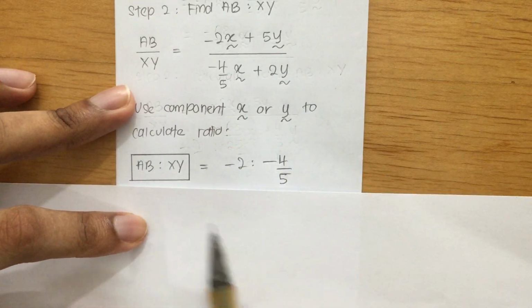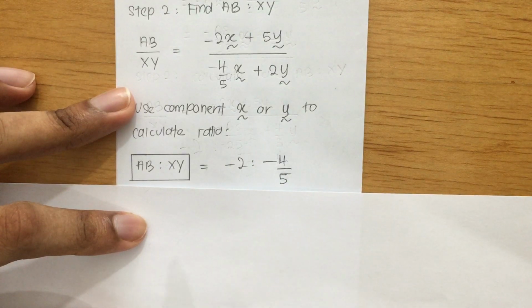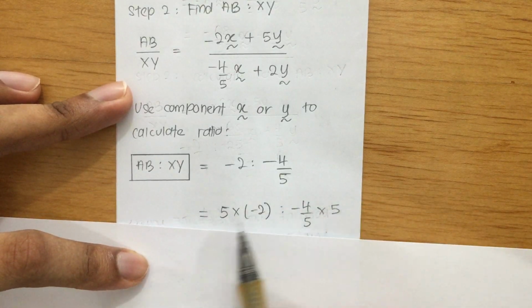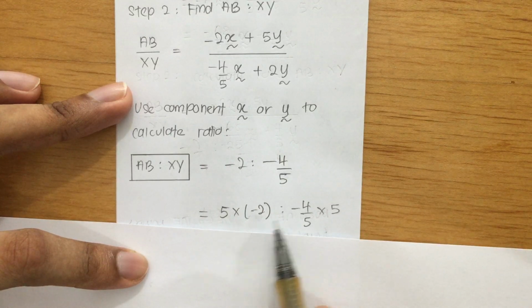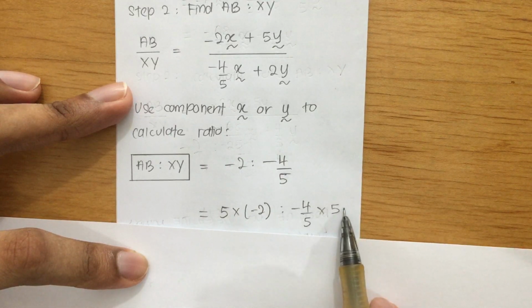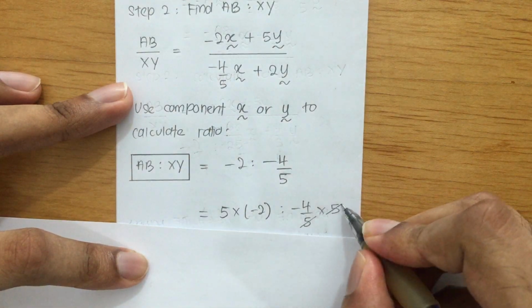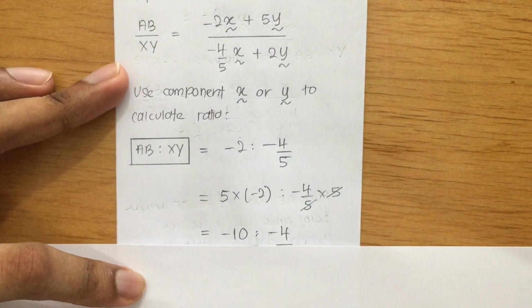So in this case, AB is to XY equals negative 2 is to negative 4 over 5. What you can do here is multiply by 5 on both sides. So 5 times negative 2, you get negative 10. And negative 4 over 5 times 5. Why am I multiplying by 5? Very simple, guys, to eliminate the fraction. So the fraction is eliminated, and from here you get negative 10 is to negative 4.